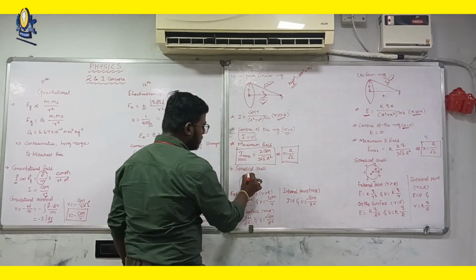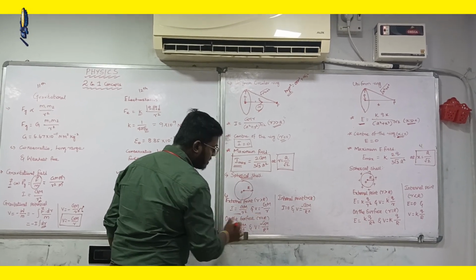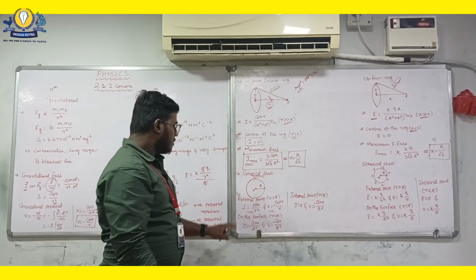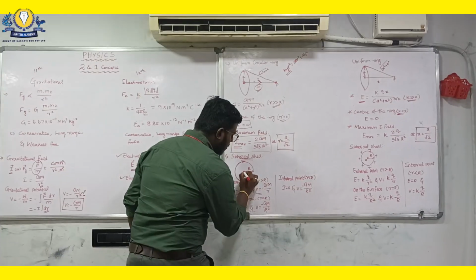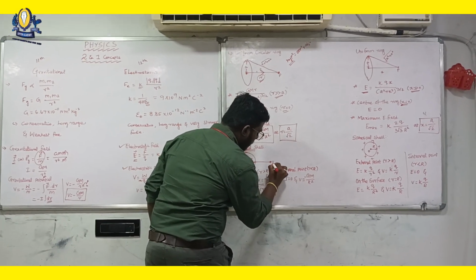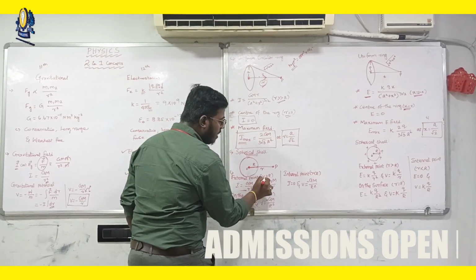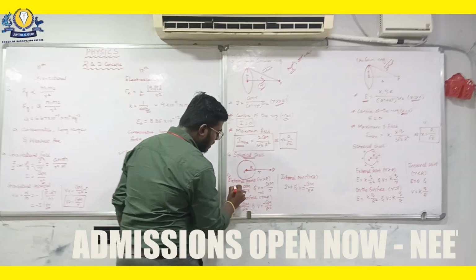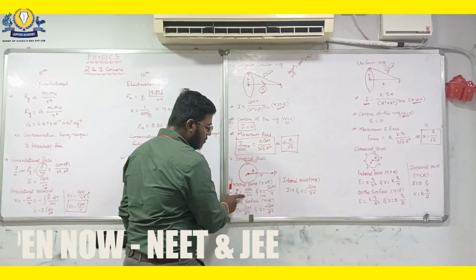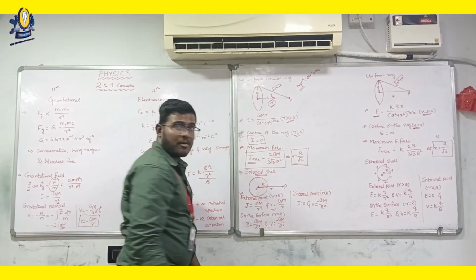Next concept, spherical shell. We divide the topic into two: one is gravitational field, another is gravitational potential. Consider one spherical shell of radius R, with origin O. For an external point P at distance r, r is greater than capital R. At that time, the gravitational field is equal to GM divided by r square and gravitational potential is equal to minus GM by r.